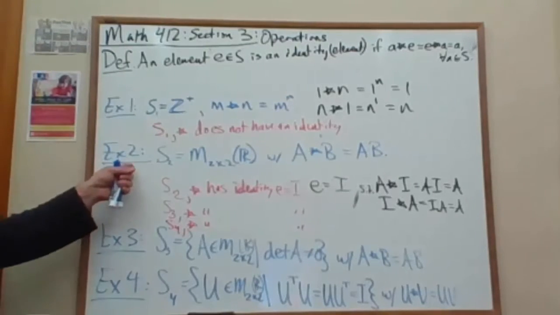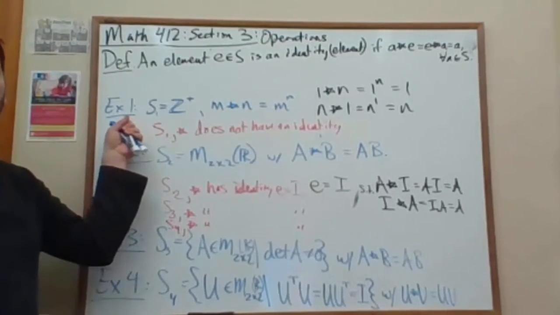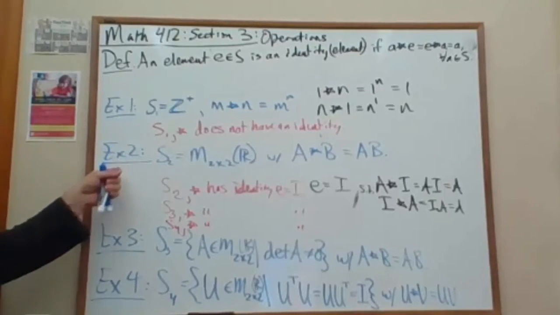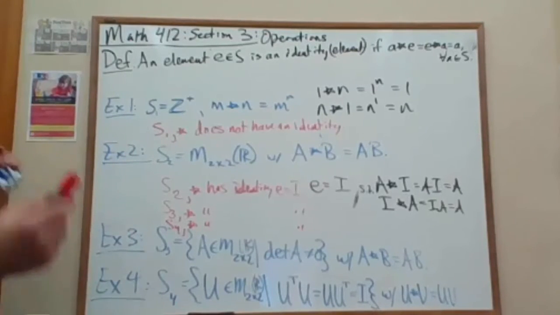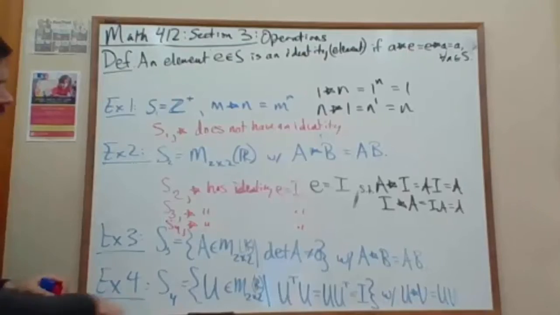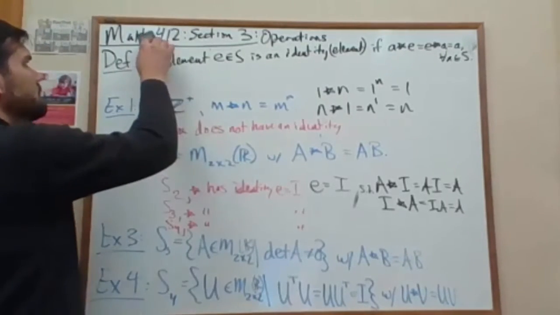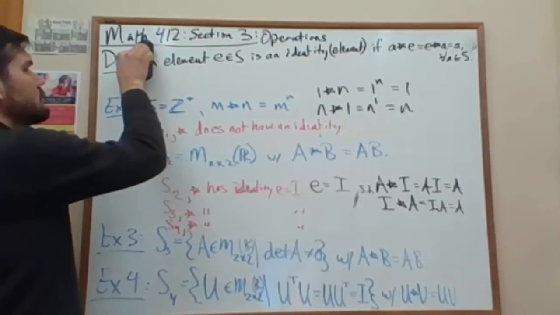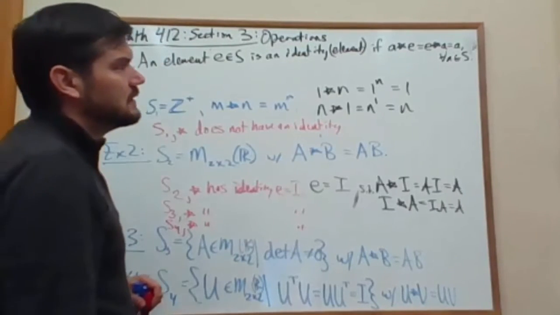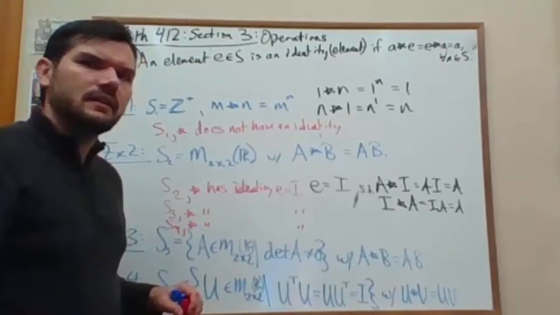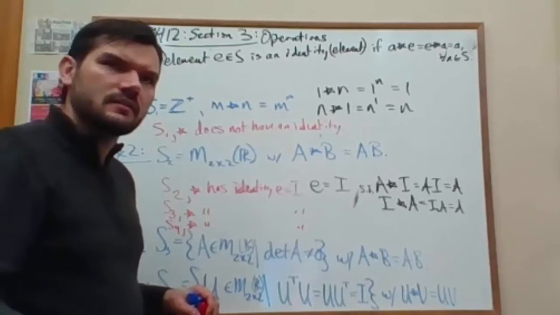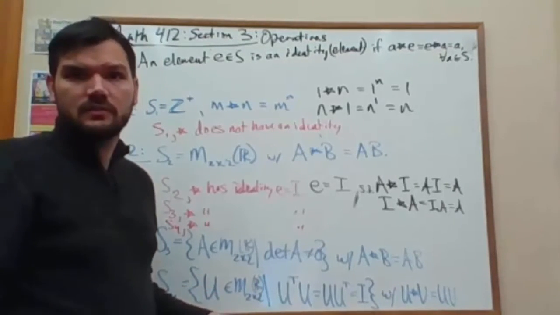Okay, so looking at where we are so far. Example 1 kind of fell through early. Examples 2 through 4 are doing pretty well. They are all associative. They all have an identity element. What else can we ask for? Well, does every matrix have an inverse?